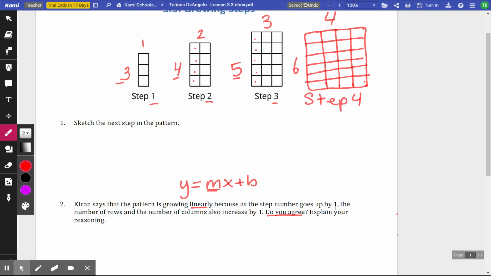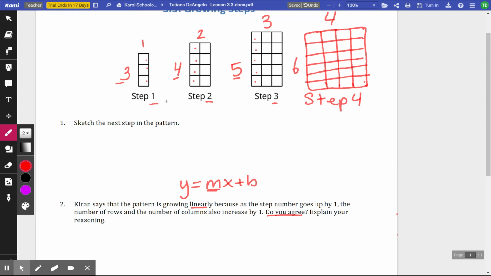He says it goes up by 1 for the number of rows and up by 1 for the number of columns. So let's see if I agree. Columns 1, 2, 3, 4, that checks out. Rows 3, 4, 5, 6, that also checks out. But I'm actually going to disagree with Kieran here. Yes, certain parts of this pattern are going up by 1, but what we really care about is the amount of squares, right? So there are 3 small squares here. They're not going up by the same amount every time.